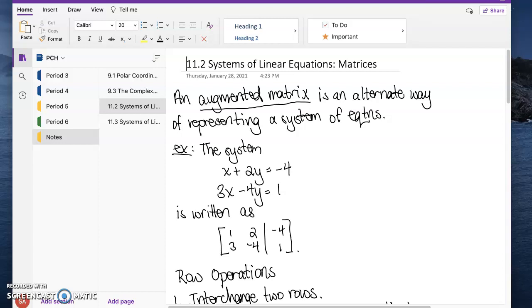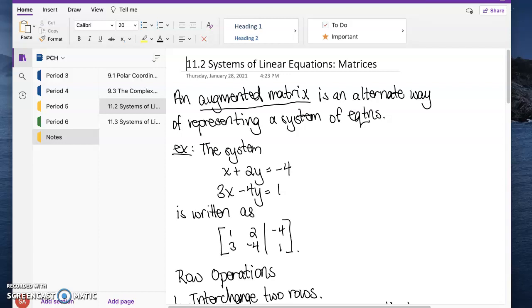All right, so 11.2 systems of linear equations. And you're like, oh my gosh, this is an easy Algebra 1 topic. We're going to solve them using matrices. Matrices are not difficult, it's just new. But we are going relatively slow through this. So pause me and take a minute to copy this down.